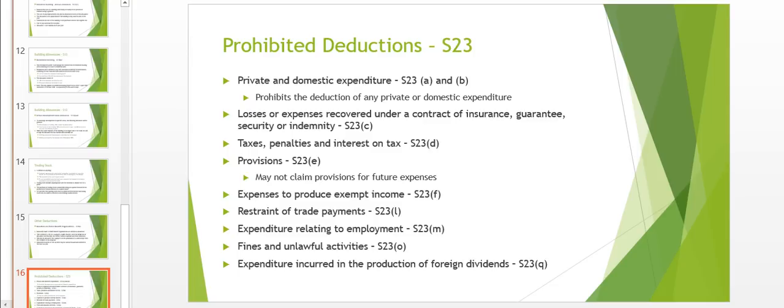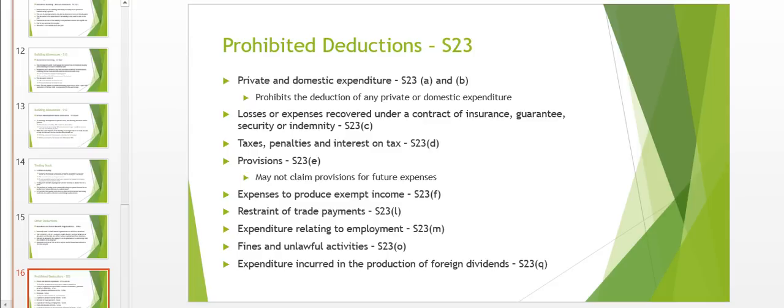Taxes, penalty, and interest on tax. So if you got any penalties on your tax for late payment or late submission, that is not an allowable deduction. Provisions, you may not claim provisions for future expenses, expenses to produce exempt income, restraint of trade payments, expenditure relating to employment, fines and unlawful activities, and expenditure incurred in the production of foreign dividends.